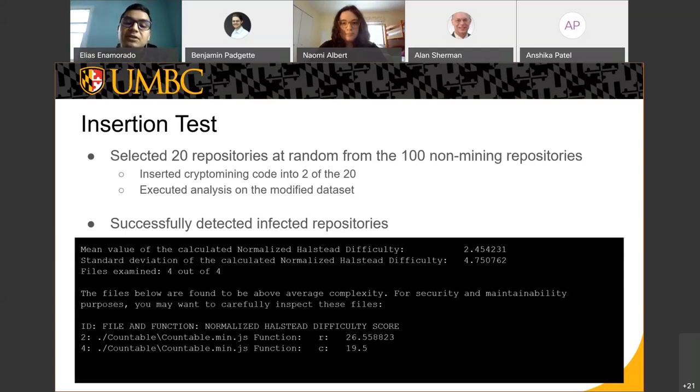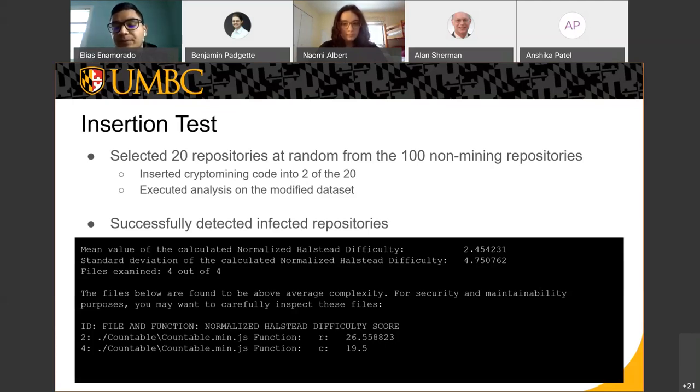I will run my tool against them and see if I'm able to know where you placed these files. And we are proud to say I was successful in detecting the repos and the specific files in which Ben placed the malicious file.